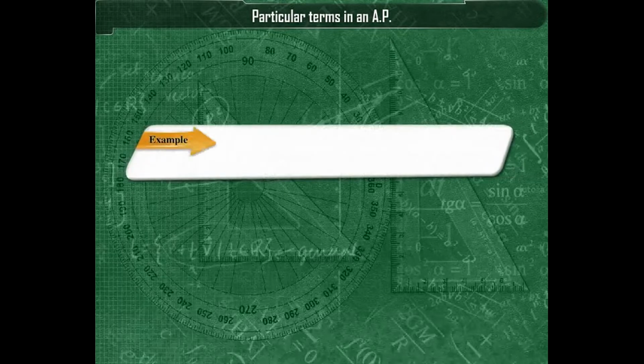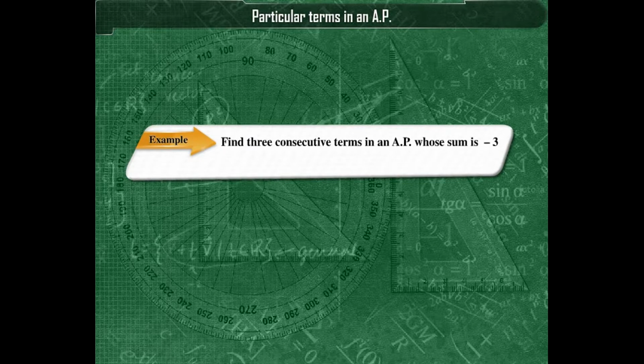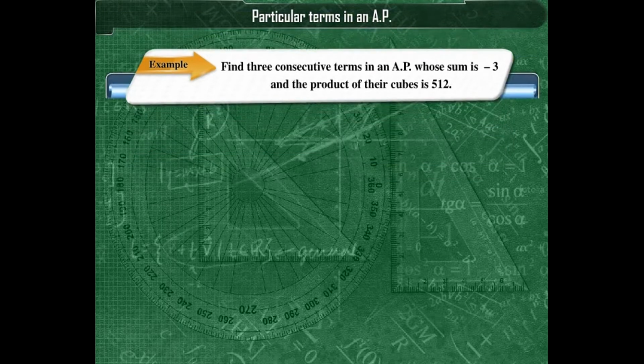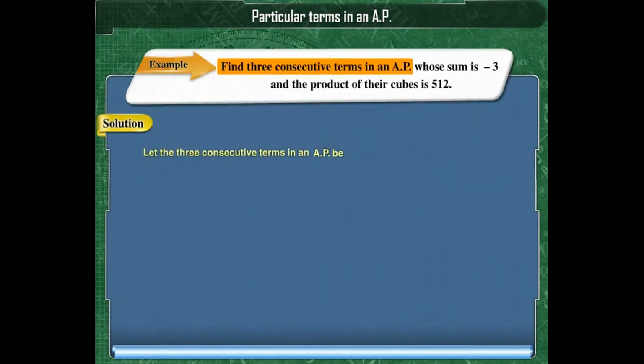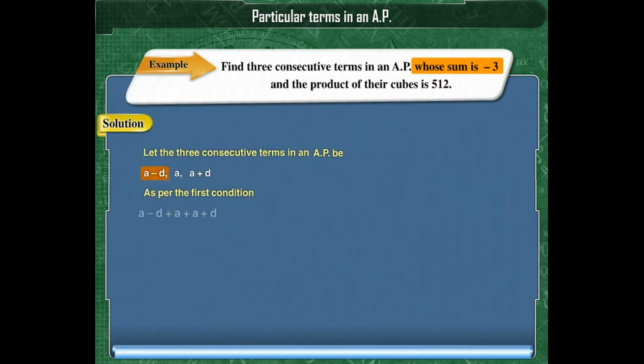Let us solve one more problem. Find 3 consecutive terms in an AP whose sum is minus 3 and the product of their cubes is 512. Since we have to find the 3 consecutive terms in an AP, we will assume them as A minus D, A and A plus D. The sum of the 3 consecutive terms is given as minus 3. Therefore, A minus D plus A plus D is minus 3. Therefore, 3A is minus 3. Therefore, A is minus 1.